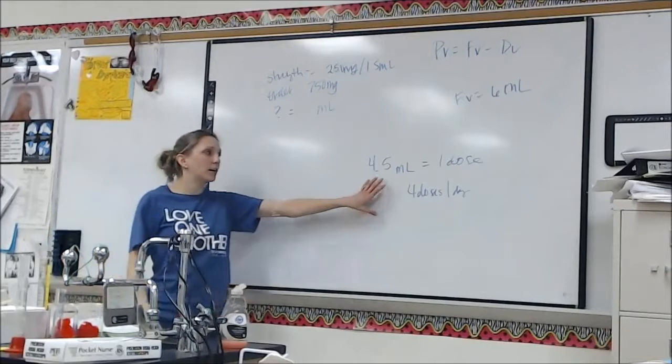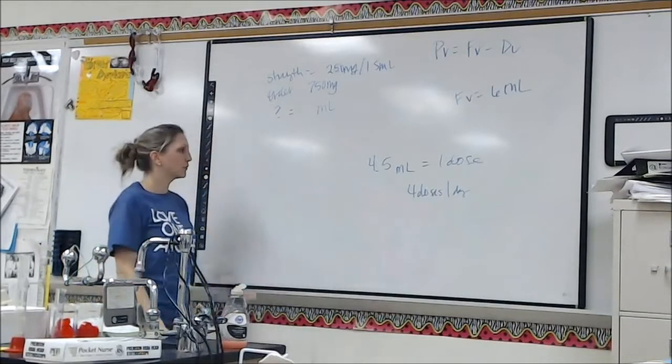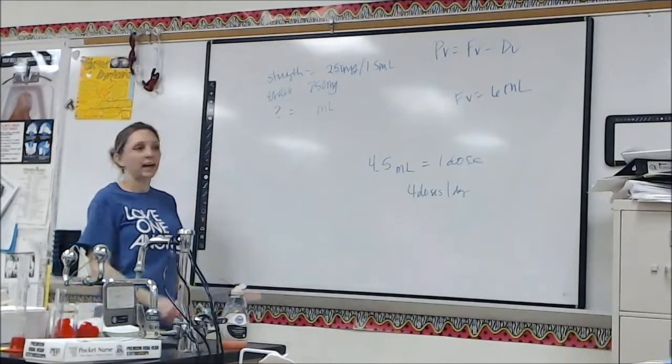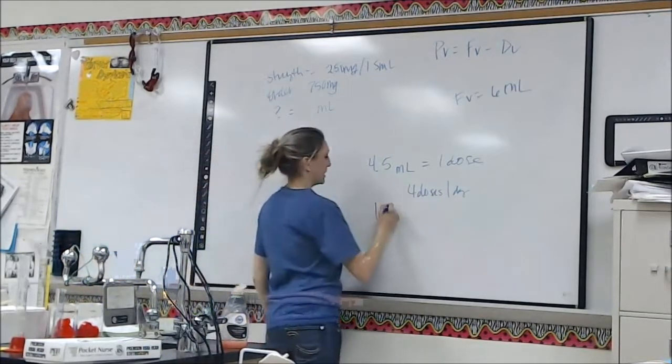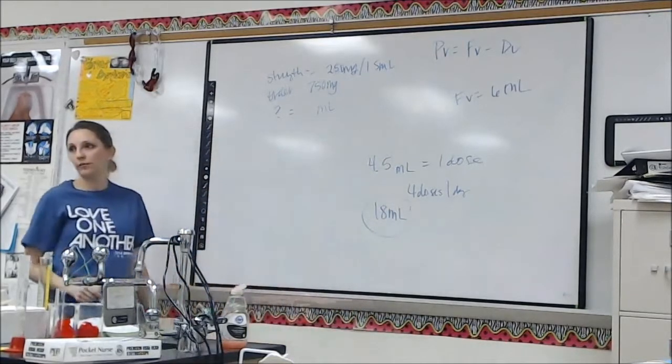Okay, so multiply 4.5 because that's every dose. So we need 4 doses. So 4.5 times 4 is what? 18. So we need 18 milliliters, right, total for the 24-hour time period.